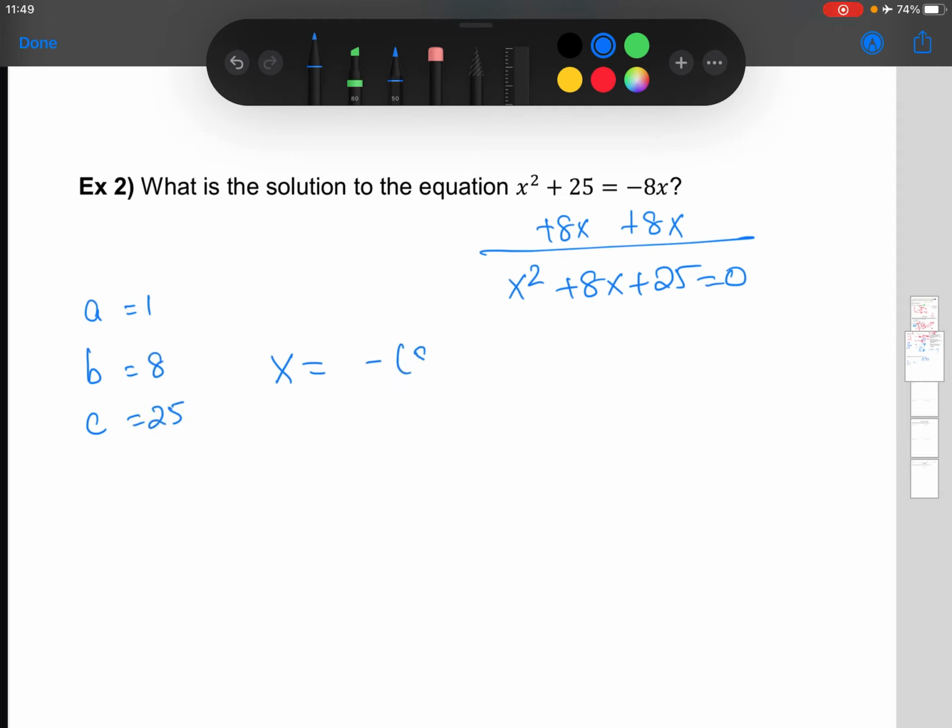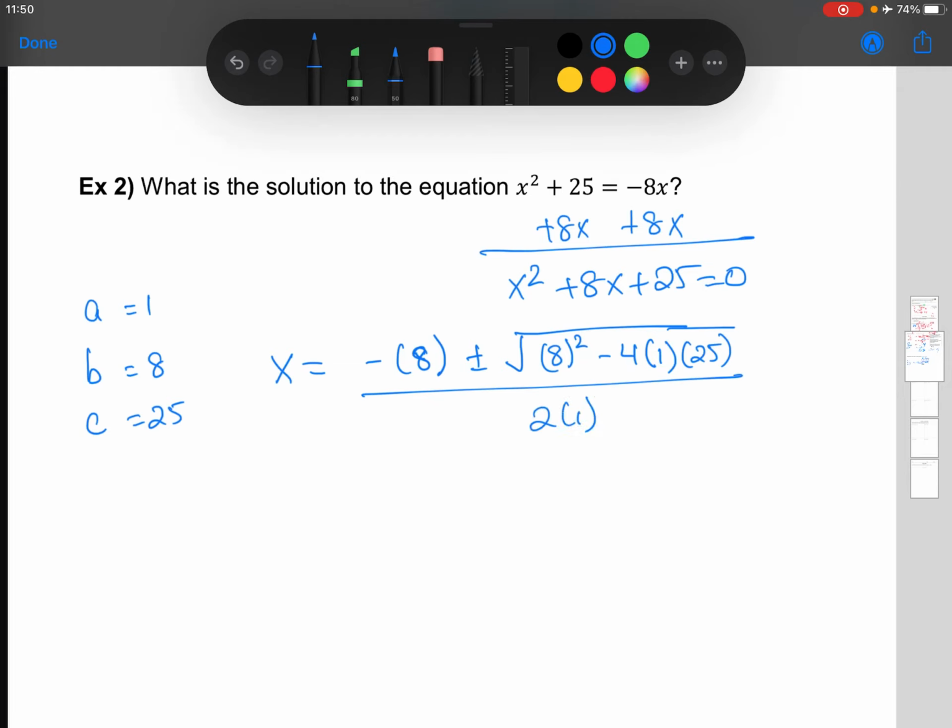So I'm going to do -8 plus and minus, b squared is 8 squared. I'm just going to leave it like that. First is substitution, minus 4 times 1 times 25, all over 2 times 1. So x is equal to -8 plus and minus, simplify the radicand. What do I get? 64 minus 100 is -36, over 2, right?